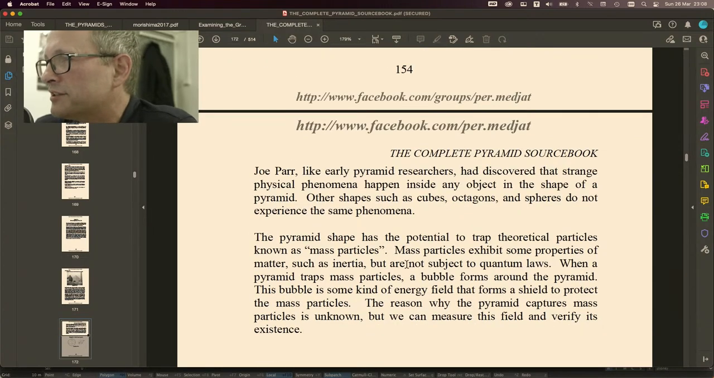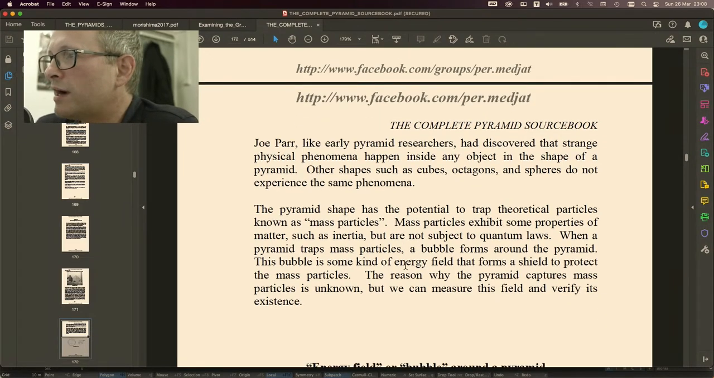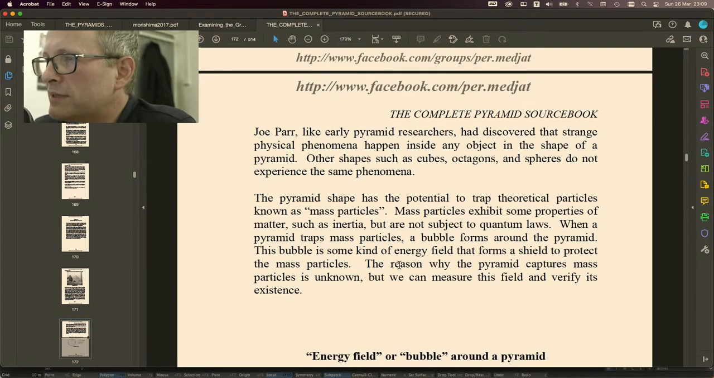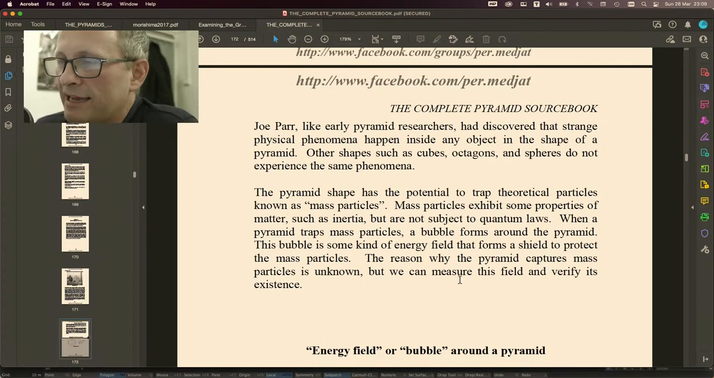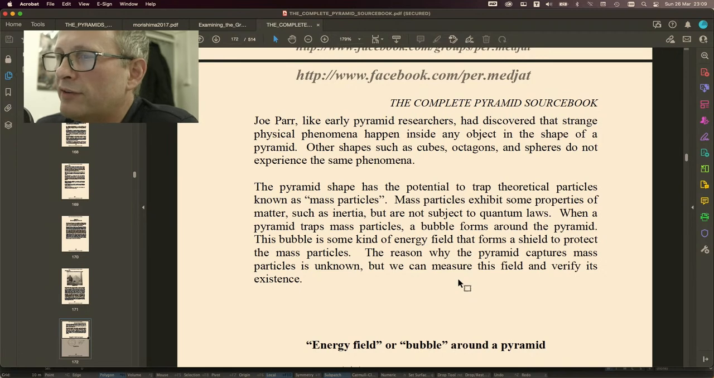Joe Parr, like early pyramid researchers, had discovered that strange physical phenomena happen inside any object in the shape of a pyramid. Other shapes, such as cubes, octagons, and spheres, do not experience the same phenomena. The pyramid shape has the potential to trap theoretical particles known as mass particles. Mass particles exhibit some properties of matter, such as inertia, but are not subject to quantum laws. When a pyramid traps mass particles, a bubble forms around the pyramid. This bubble is some kind of energy field that forms a shield to protect the mass particles. The reason why the pyramid captures mass particles is unknown, but we can measure this field and verify its existence.